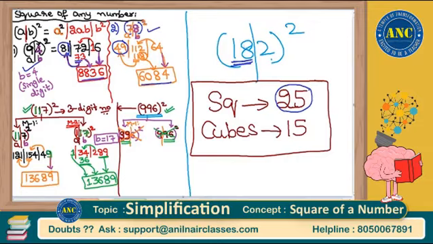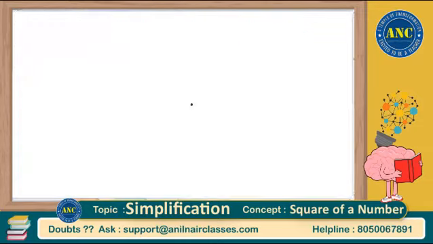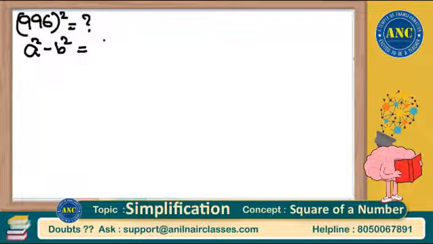Next, now how to solve 996 whole square. 996 whole square is what we discussed, and we could not get that methodology easily by our previous method. Let us see how best we can solve this particular number. Now see here, we all know that a square minus b square is (a minus b) into (a plus b).